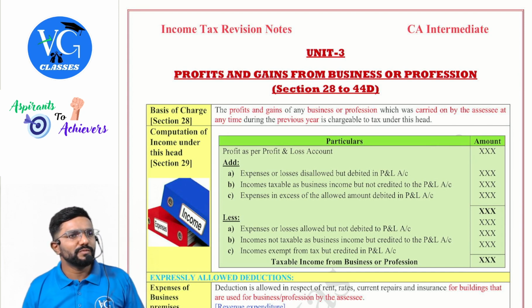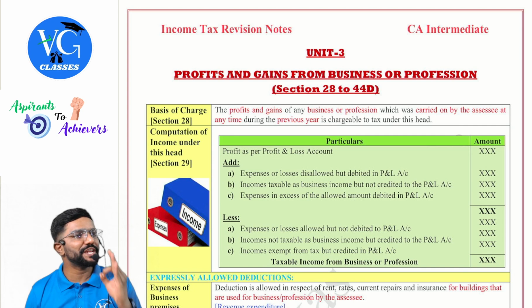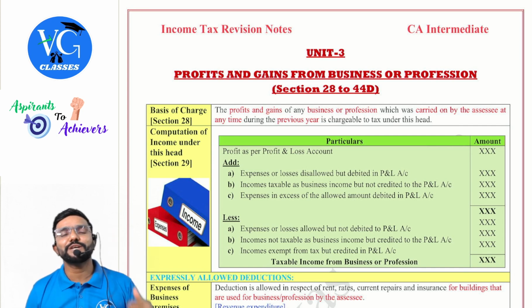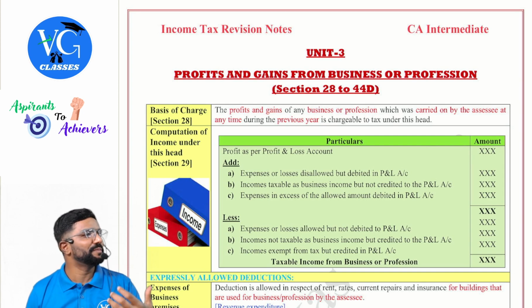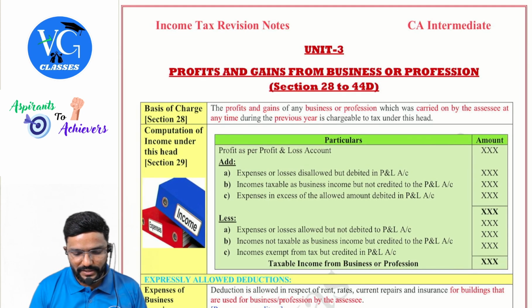Yes, people. So now we will do the third head of income, that is the profits and gains of business or profession. The lengthiest head and the most important head. So when the question on total income is asked, the main target would be on this head, guys. So let us understand one by one.